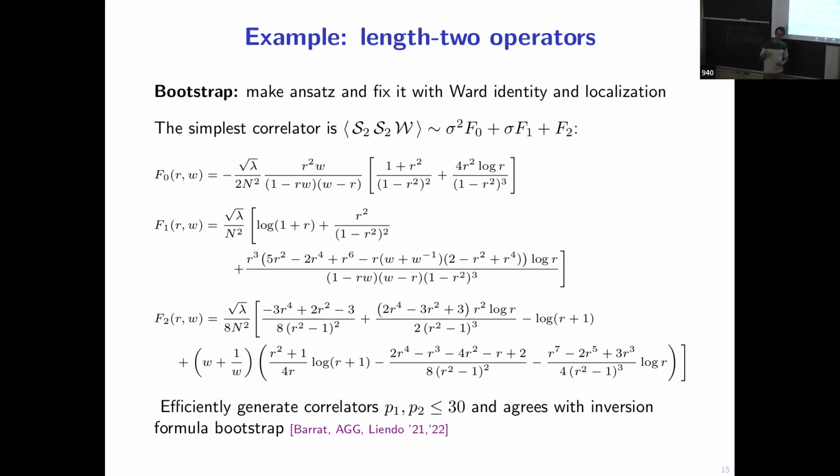Sorry, so how do you know that the coefficients are sigma squared, sigma, and 1? The coefficient at the top, like S2, S2. The coefficient is sigma squared and sigma and 1. Maybe you said it, I missed it. Yeah, no, I can show you easily.